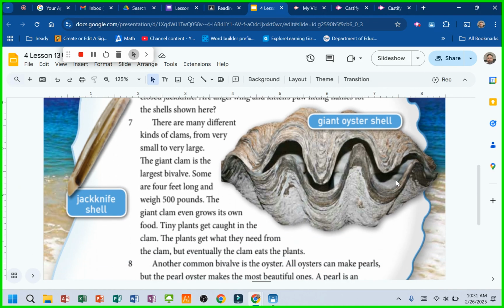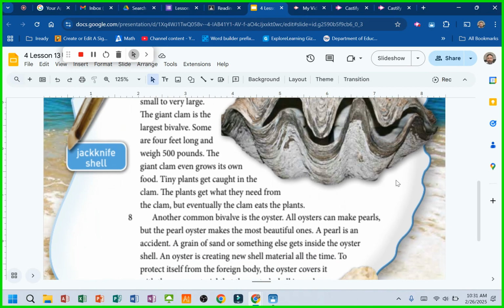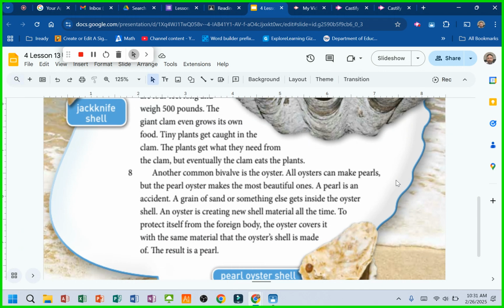There are many different kinds of clams, from very small to very large. The giant clam is the largest bivalve. Some are 4 feet long and weigh 500 pounds. The giant clam even grows its own food. Tiny plants get caught in the clam. The plants get what they need from the clam, but eventually the clam eats the plants.